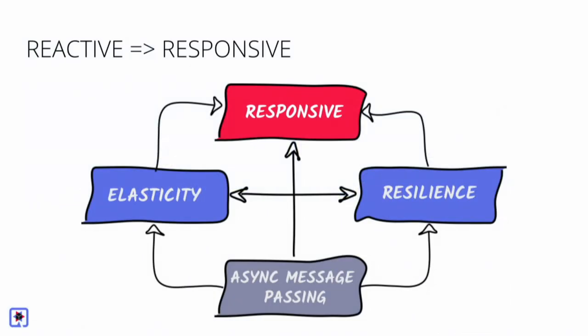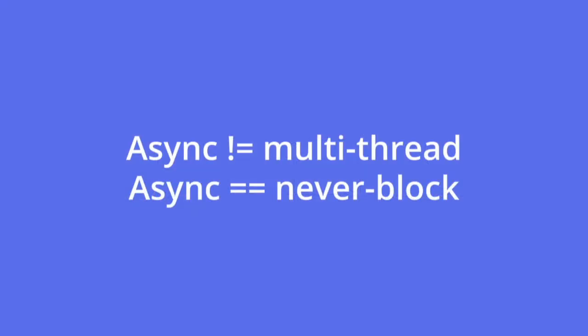Anyway, one key element here is asynchronous message passing. And if there is one thing to remember from this talk, it is this: asynchrony is not achieved by multi-threading. A lot of libraries claim to be asynchronous, and the only thing they do is offload the work to another thread pool. That's not really asynchronous. Asynchronous, if you really want to understand it and use it right, means never block.